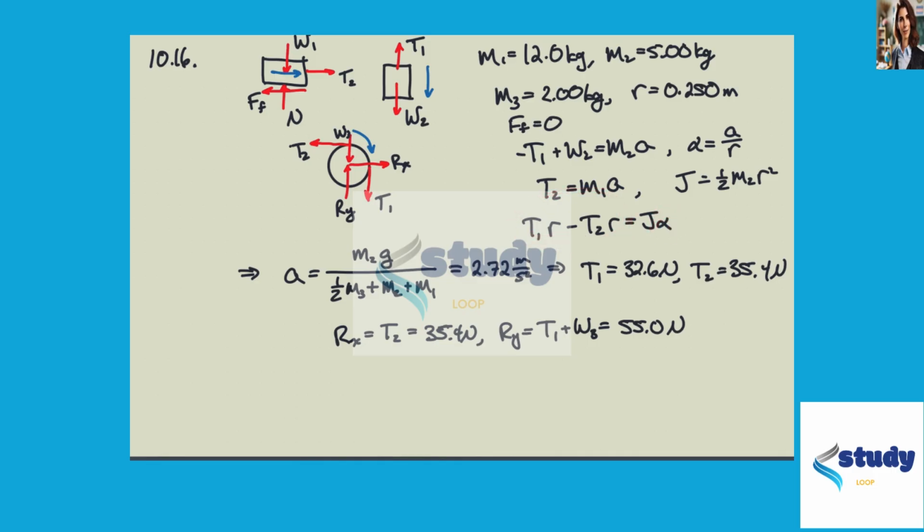Now, they also asked us for the reaction forces in the pulley. And so if we just do force balance, the pulley's center of mass isn't accelerating, so Rx must equal T2. And Ry must equal T1 plus the weight of the pulley, and that's 55 newtons.